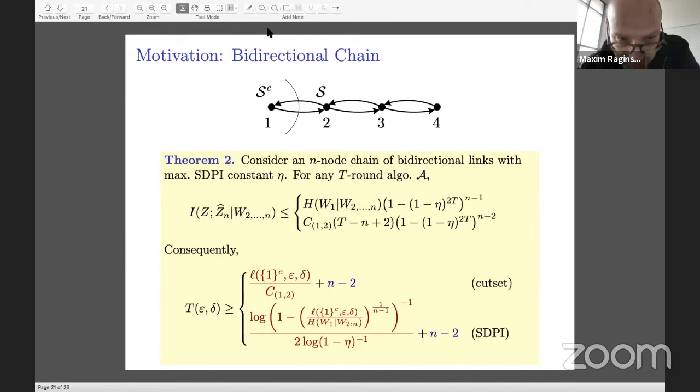So if I were to have such an n-node chain of bidirected links, and I fix the maximum strong data processing constant on each of these channels, then I can upper bound. So the lower bound using small ball probabilities is still in force. What I care about is the upper bound. So now, if I have a T-round algorithm, I can actually upper bound.